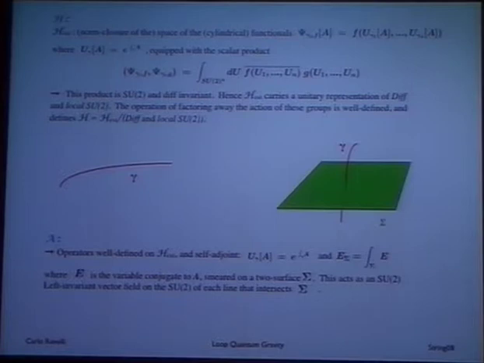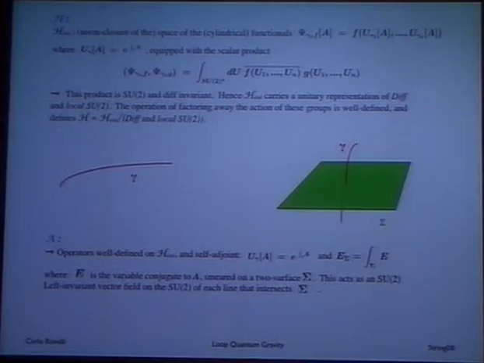Now, let me give you some more details. How is the Hilbert space defined? One starts with a Hilbert space of non-gauge invariant states, which is constructed in terms of functionals of the connection, cylindrical functions that just depend on a finite number of holonomies of the connection. On these, there is a scalar product that can be defined, which is SU(2) and diffeomorphism invariant. So this Hilbert space carries a representation of diff, and if you take the quotient by the gauge group, you can show that you get a well-defined Hilbert space.